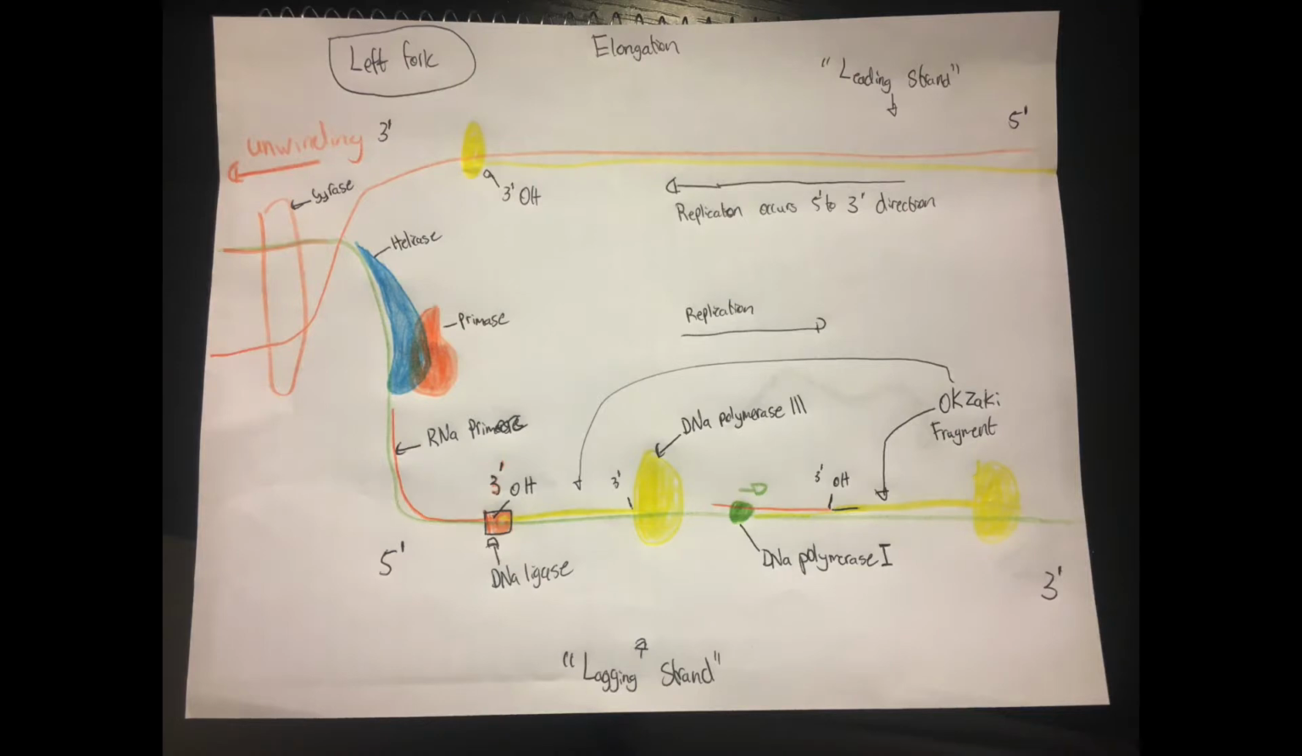After the initiation and unwinding process, then comes the elongation process. Now, the elongation process happens on both sides of the fork, but for this example, we'll only look at the left fork, where our leading strand will go in a 5 to 3 direction towards the fork, and our lagging strand will go in a 5 to 3 direction away from the fork.